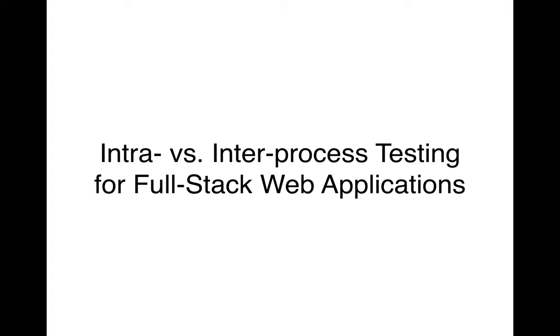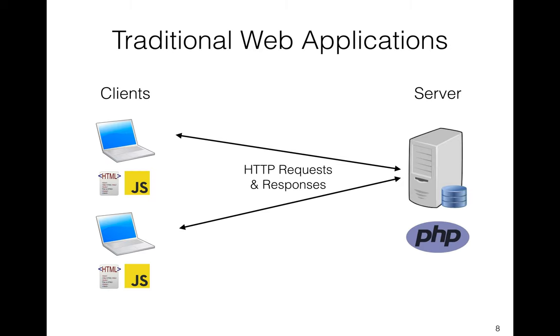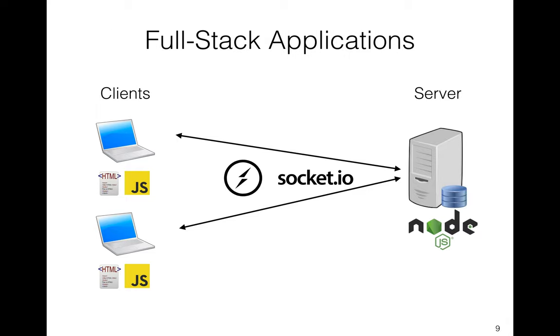Inter-process testing targets full-stack web applications, so I will start by explaining the difference between traditional and full-stack web applications. Traditional web applications consist of a client and a server. The client would almost always be written in a language like JavaScript, the server in a language like PHP, and both sides would communicate with each other via the HTTP protocol. In full-stack applications, on the other hand, the server would also be written in JavaScript, and in most cases, developers would, for example, choose Node.js to implement the server side. Communication can happen via WebSockets, so that developers can again rely on JavaScript libraries such as Socket.io.